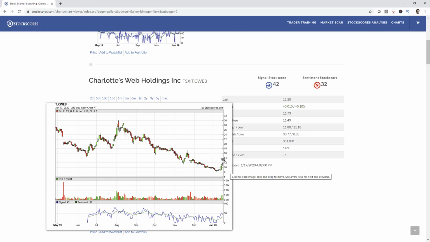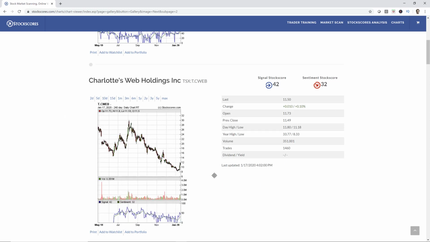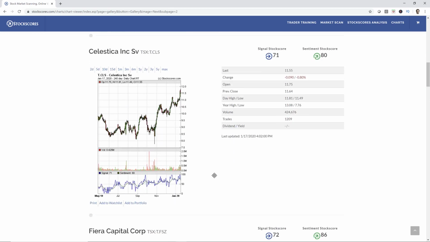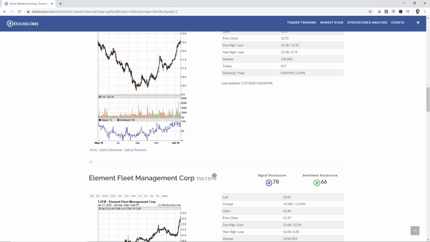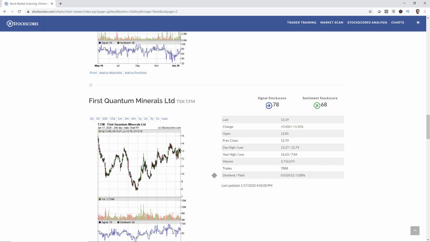It's also breaking the downward trend line. I don't think it's as strong a chart as CRON, so if you were to pick one or the other, I would go with CRON. Let's see if we can find any more here.